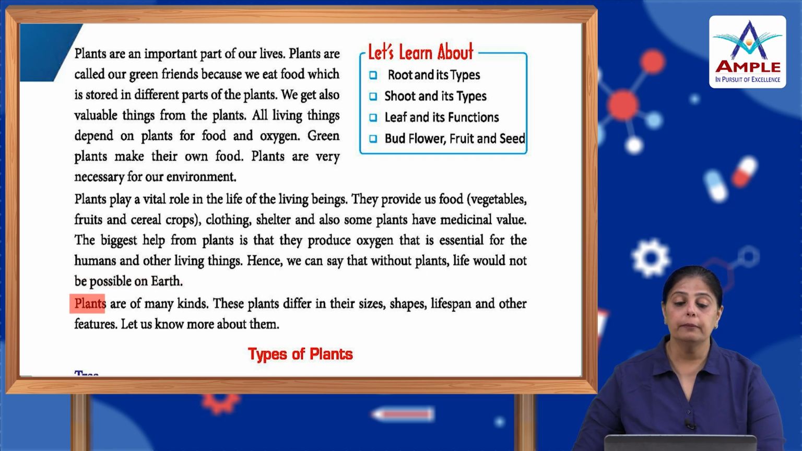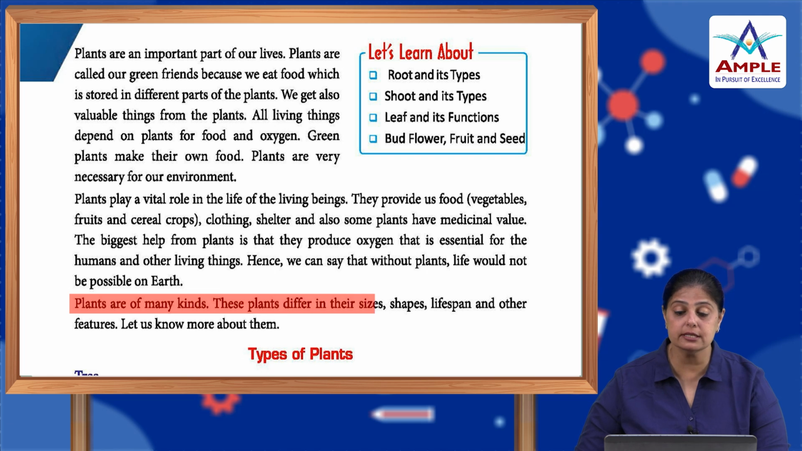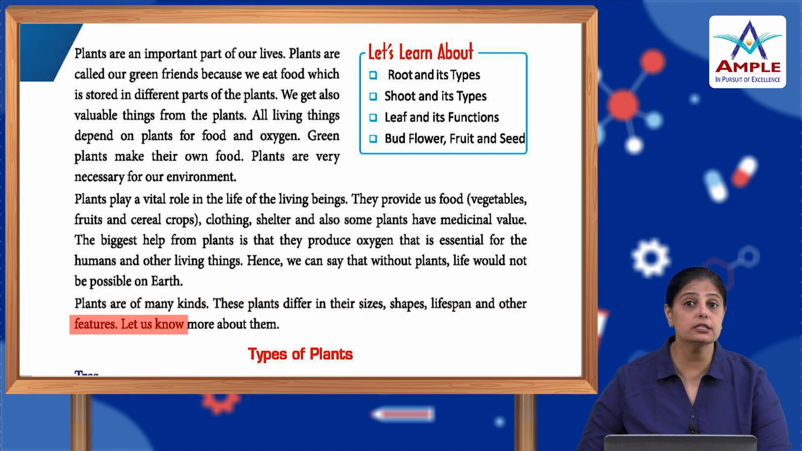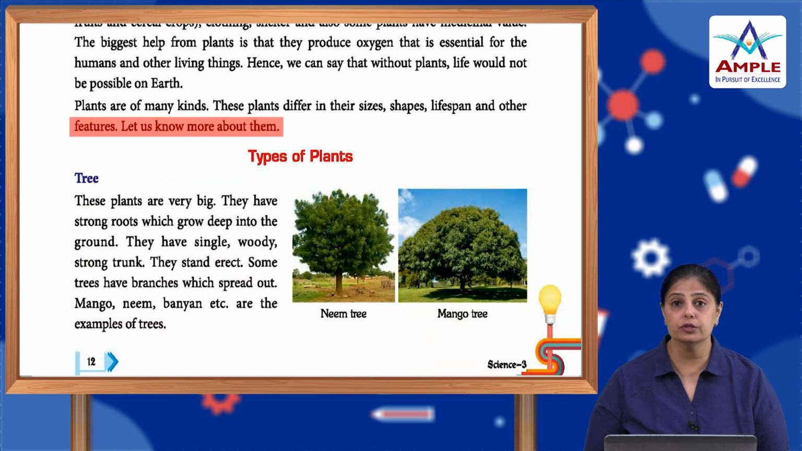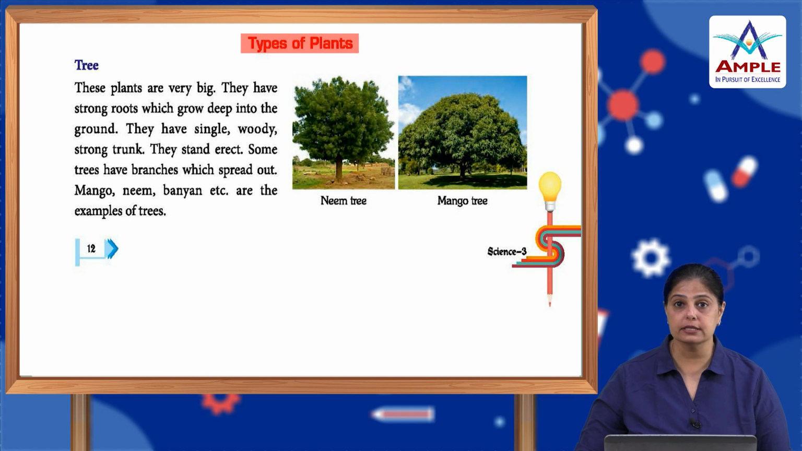Now, plants are of many kinds. These plants differ in their sizes, shapes, lifespan and other features. Now, let us know more about them. So, we all know that plants are of different kinds. Not every plant that we see is the same, isn't it? So, now let us talk about them in detail. Types of plants.